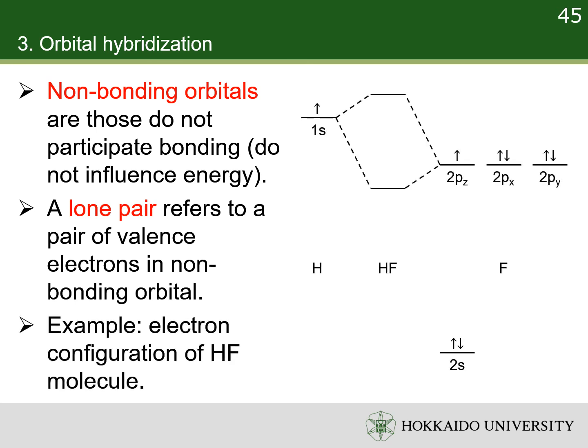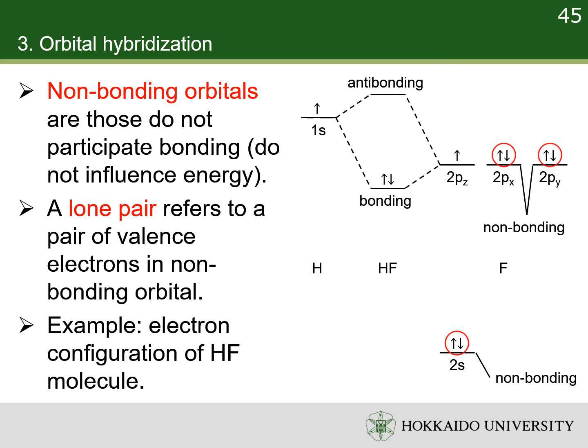The hydrogen 1s orbital and the fluorine 2p orbital form a bonding orbital and an antibonding orbital. Two electrons fill the bonding orbital to form a sigma bond. The fluorine 2s orbital is non-bonding because its energy is too low to interact with hydrogen 1s orbitals. The fluorine 2px and 2py orbitals are also non-bonding as they have wrong symmetry to interact with hydrogen 1s orbital. Thus, there are three non-bonding orbitals and three lone pairs in hydrogen fluoride molecule.